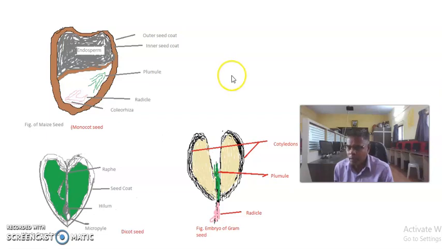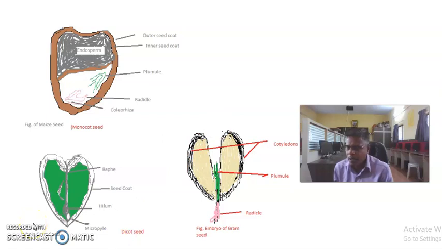On the other hand, botanically seed is defined as a fertilized ovule consisting of intact embryo, stored endosperm and seed coat, which is viable and has got the capacity to germinate. That is known as a seed.